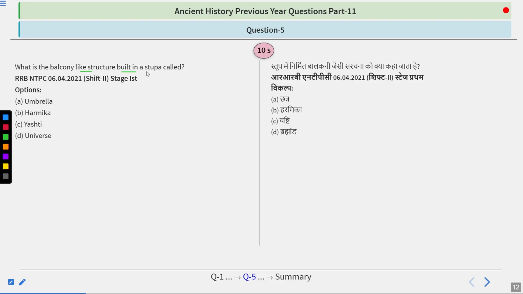What is the balcony-like structure built in a stupa called? Options are umbrella, armica, yashti, or universe. Take your time and try to answer this one.